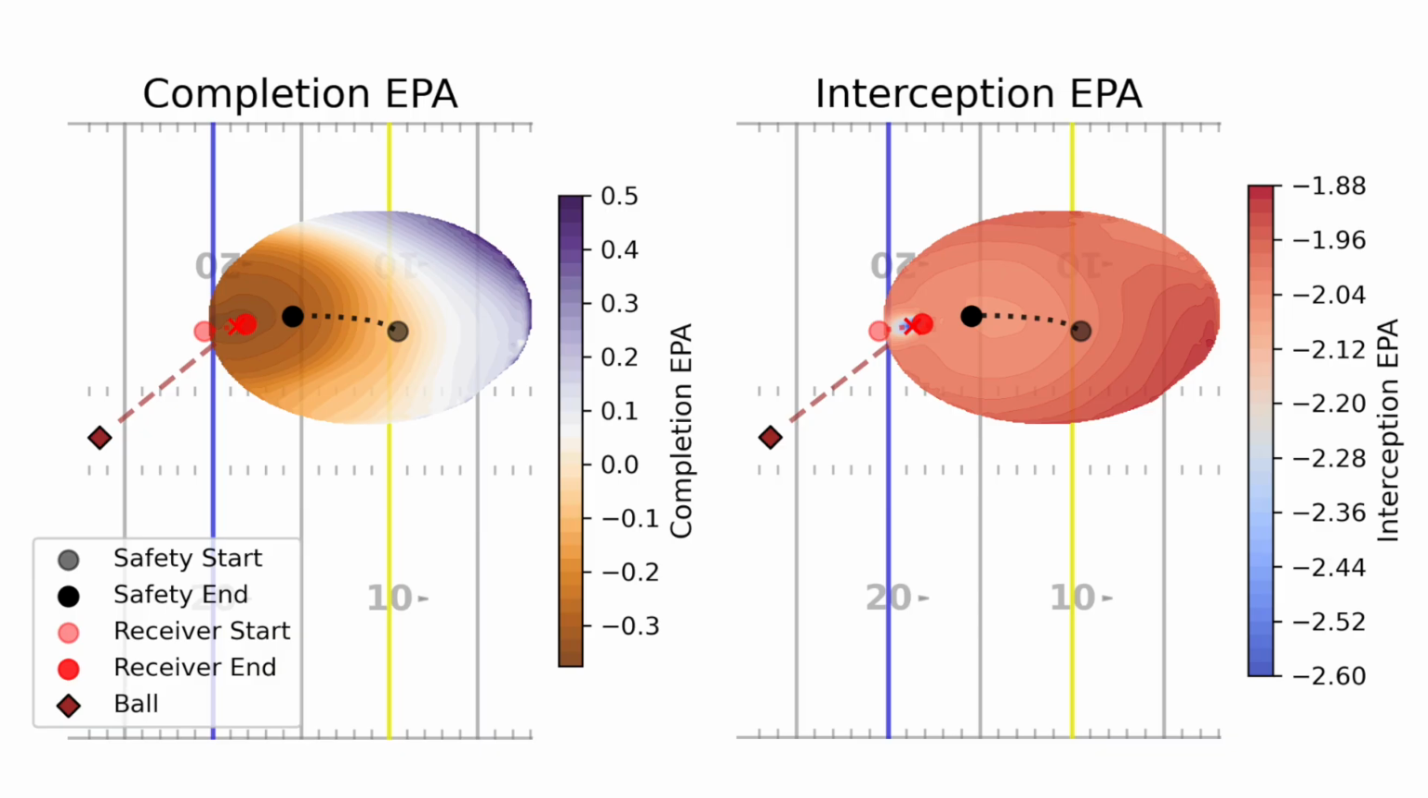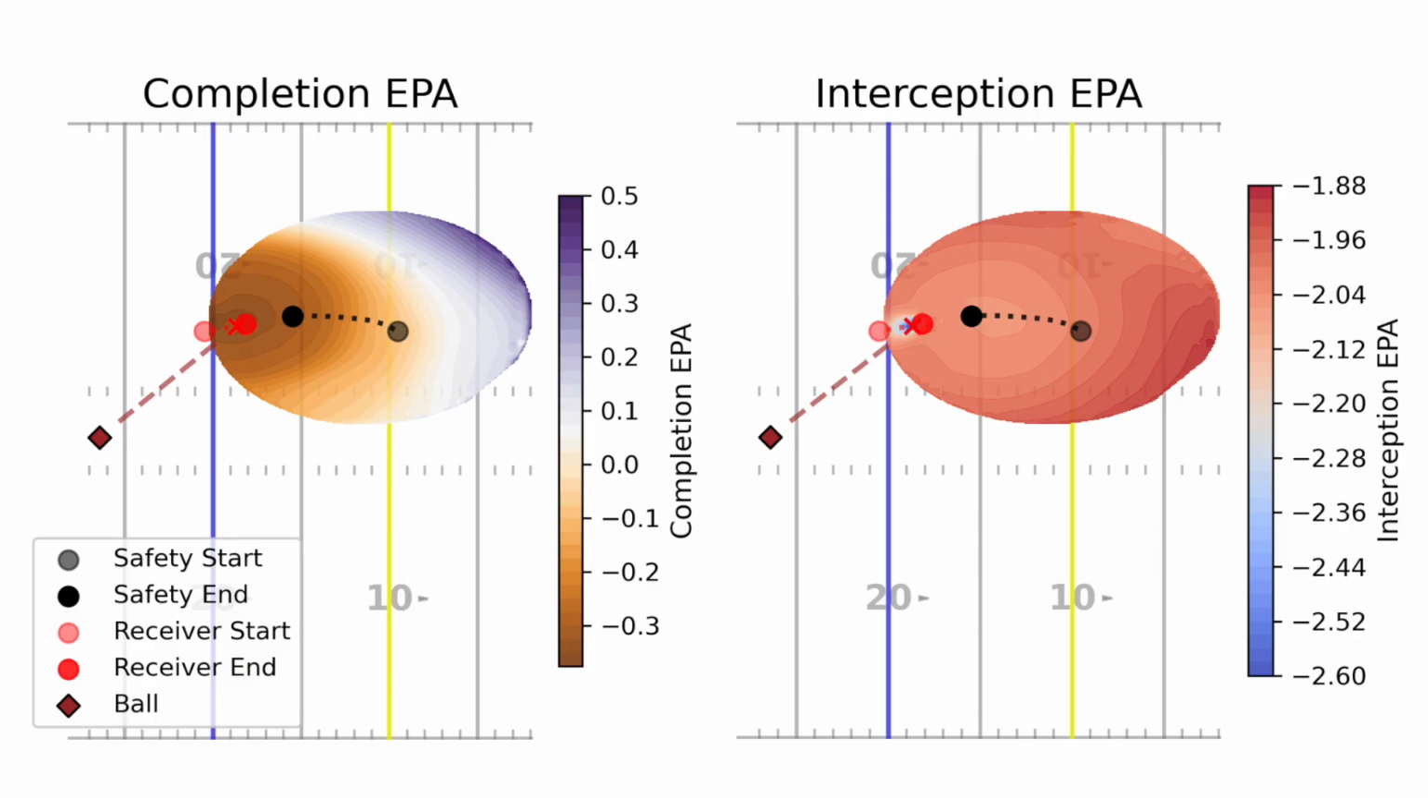Completion EPA captures safer positioning that limits yards, either by breaking up the pass or by tackling quickly after the catch. The optimal area is much larger because the safety doesn't need to be in the exact landing point of the ball. They just need to stay in front of the receiver and arrive in time to prevent a big gain.